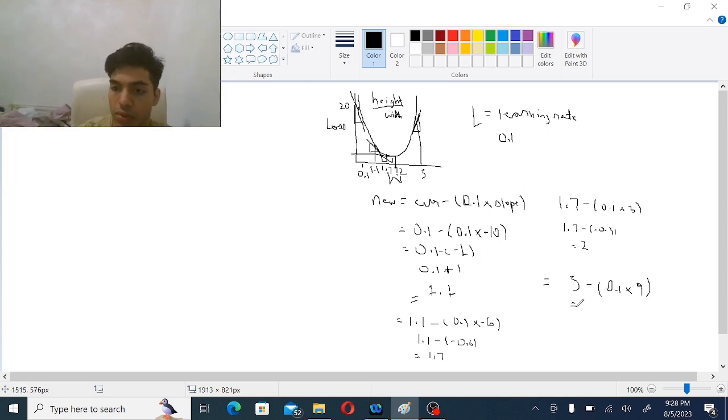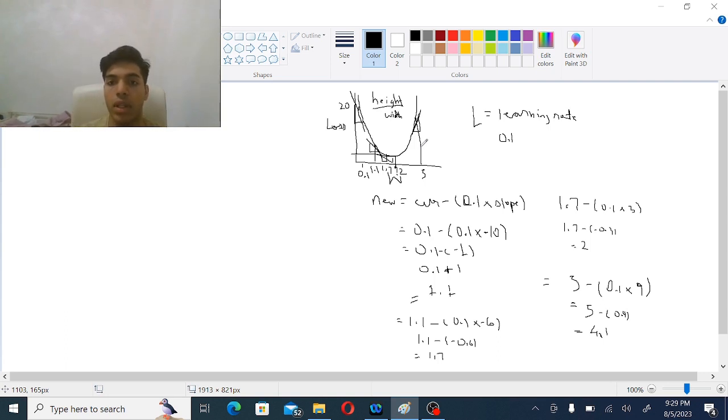So this is going to give us 5 minus 0.1 times 9, that is 0.9. We're going to get 4.1 as the new value for our parameter. Let's have a look at the graph to see if that's actually correct.